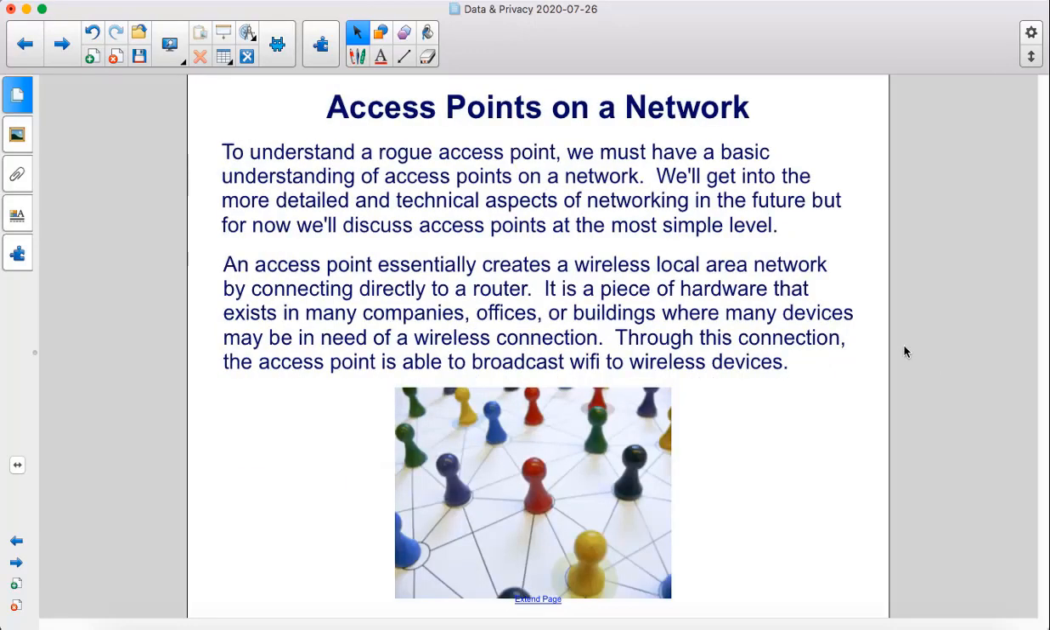To understand a rogue access point, we must have a basic understanding of access points on a network. We'll get into the more detailed and technical aspects of networking in the future, but for now we'll discuss access points at the most simple level. An access point essentially creates a wireless local area network by connecting directly to a router. It is a piece of hardware that exists in many companies, offices, or buildings where many devices may be in need of a wireless connection. Through this connection, the access point is able to broadcast Wi-Fi to wireless devices.